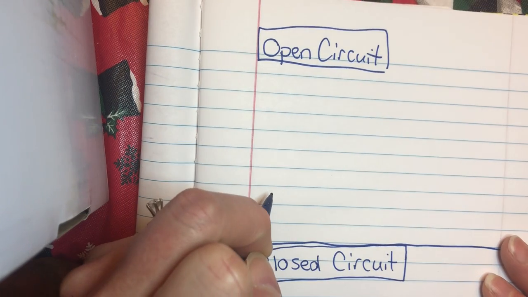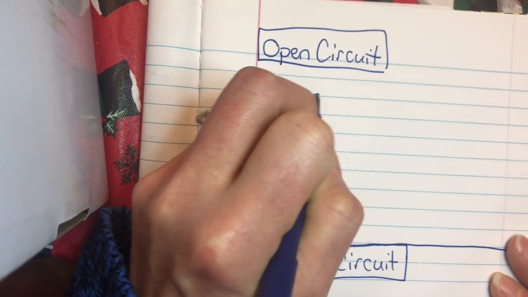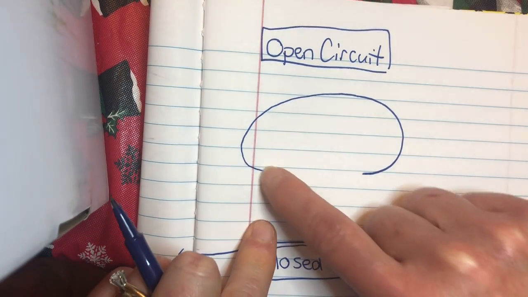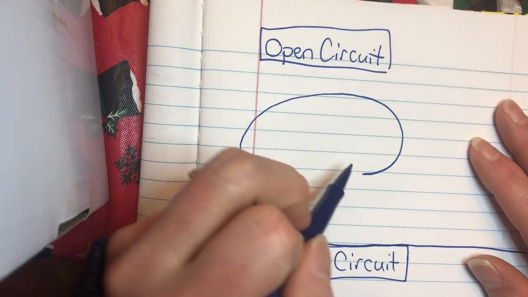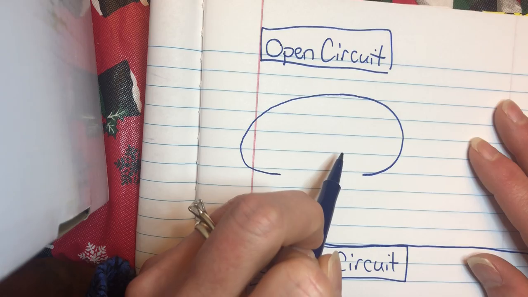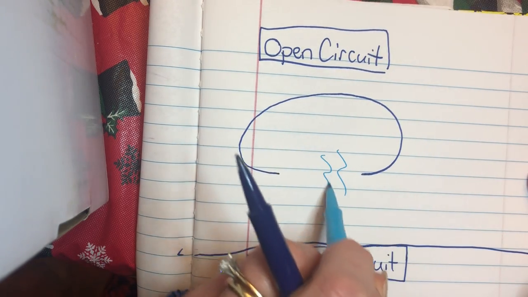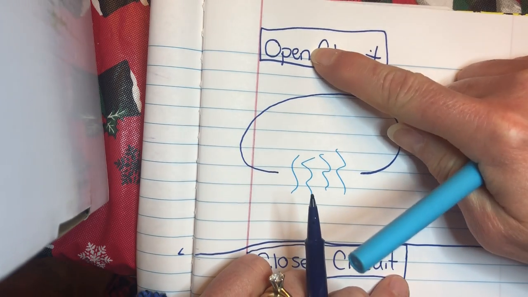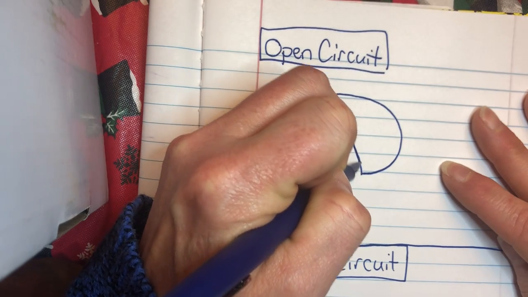So I'm going to draw an oval. I'm not going to completely close it though. This oval is representing a road that goes around and around. But here in the middle, there is water going through. Let's say it's a river or a pond. And because we're talking about an open circuit, we're going to make this an open bridge, just like an open drawbridge.